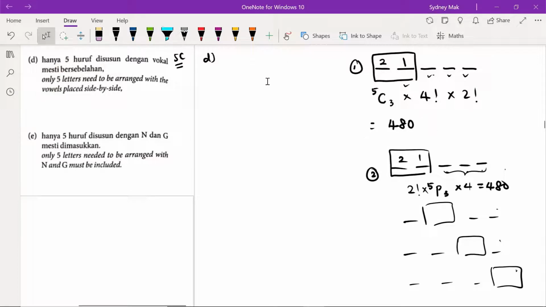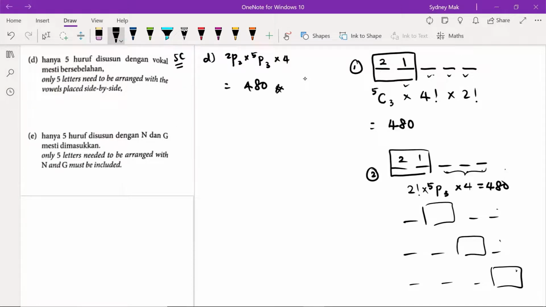To write in the permutation notation, you have to think this way. We have 2P2, that is to arrange the vowels together, and then followed by the consonants, we're left with 5P3, and this happens 4 times. To use this notation alone, I personally feel that it is not very clear. So fill in the slot is the best way to illustrate the situation. If you are keen on using the calculator, you get back the same answer, 480.